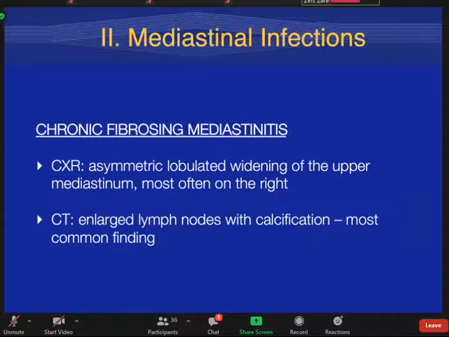The most common finding noted on chest radiographs is asymmetric lobulated widening of the upper mediastinum, most often on the right. CT is the modality of choice for the diagnosis and assessment. Enlarged lymph nodes with calcification are the most common finding.